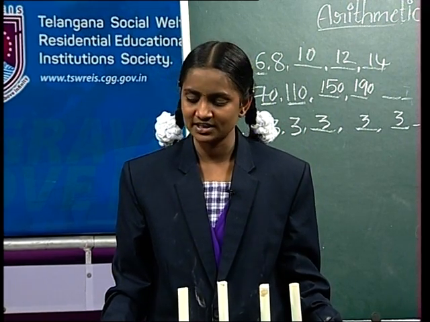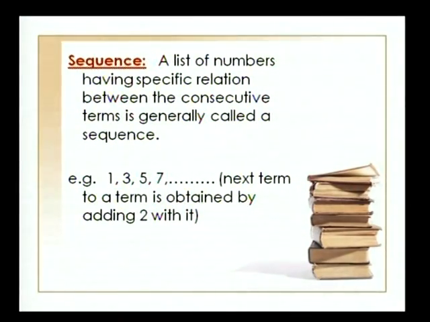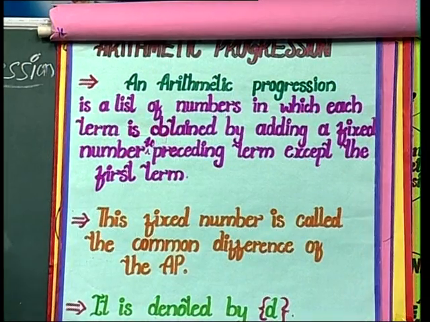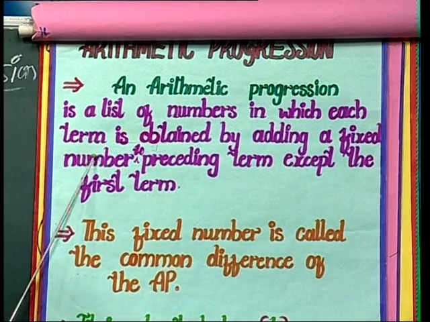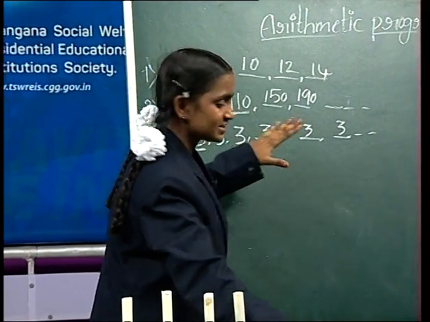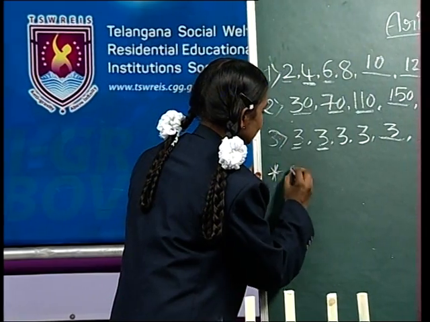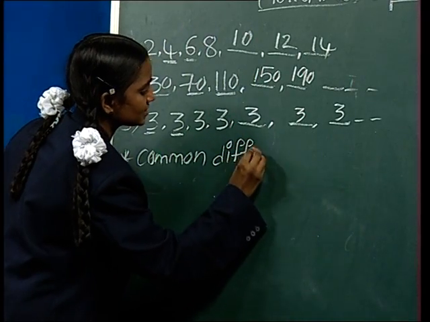An arithmetic progression means it is a list of numbers in which each term is obtained by adding a fixed number to the preceding level, except the first term or except the first level. So what do we mean by an arithmetic progression? It is a list of numbers in which each term is obtained by adding a fixed number to the preceding level, except the first level. And that fixed number is called the common difference.